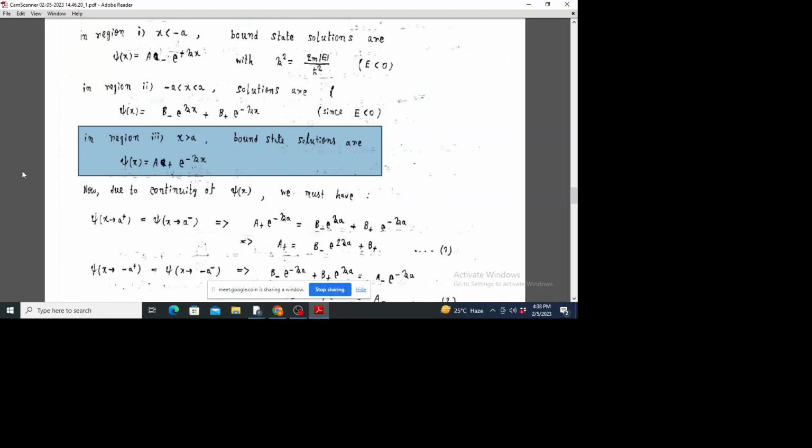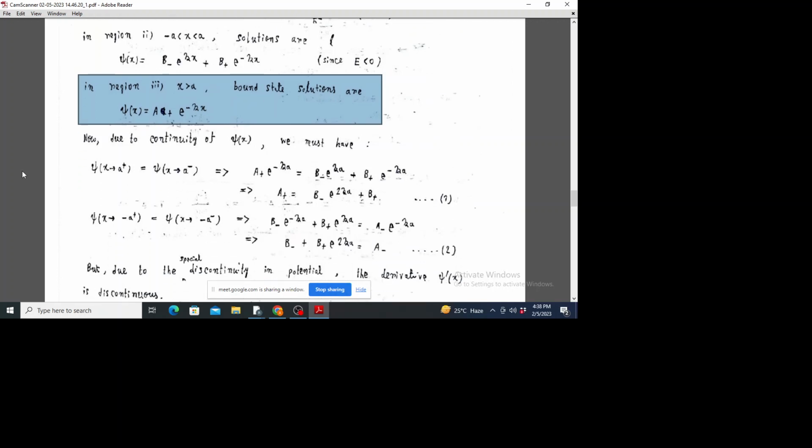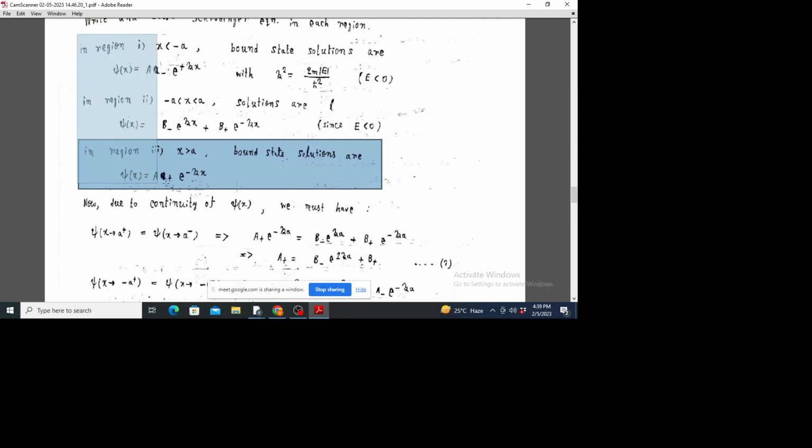And in region 3 the bound state solutions are A plus e to the power minus kappa x. Okay, so this plus is a subscript, right? It is looking like this is A plus e to the power minus kappa x, but that is not the case. This is a subscript plus and e to the minus kappa x. So again we have to take care of this decaying solution. That is why e to the power kappa x is excluded.